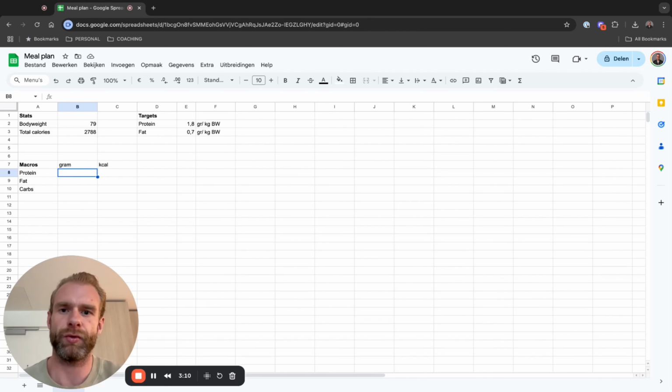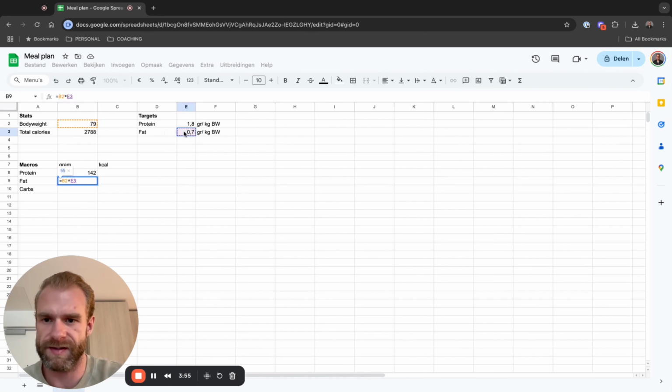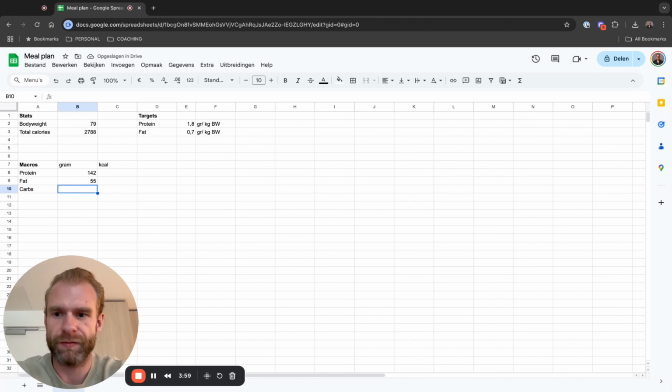And this will lead at some point to progressive overload, where you get stronger over time, and so adding more muscle mass. Very simple. We're going to do your body weight times our protein target. So it's 79 times 1.8. That will say we need about 142 grams of protein. Then we are going to do fats, multiply that 79 kilos by the 0.7, and that will give us a fat target of 55 grams.